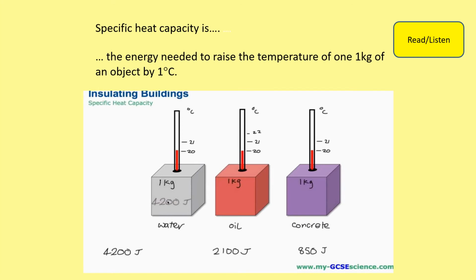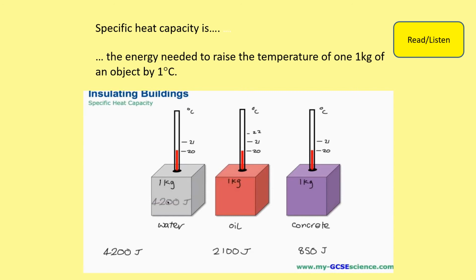Now, scientists have measured the specific heat capacity for lots of materials. And here are a couple of examples. Concrete has a specific heat capacity of 850 joules. That means if you take a block of concrete, 1 kilogram in mass, and put in 850 joules of energy, you will raise the temperature by 1 degree centigrade.